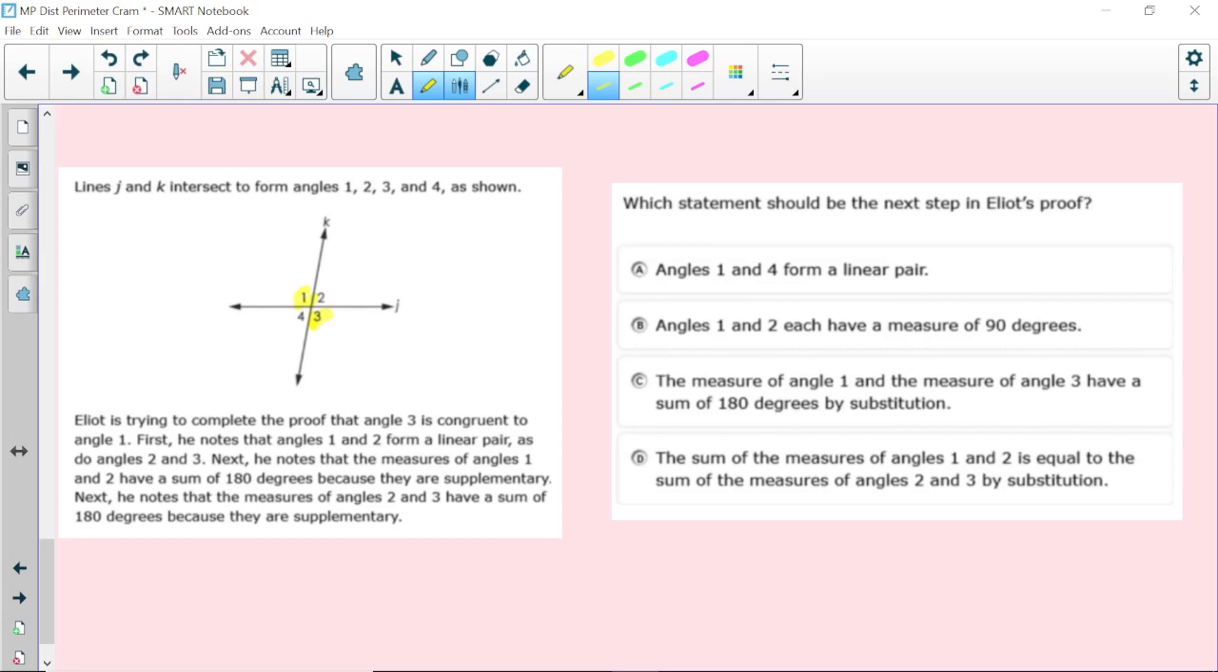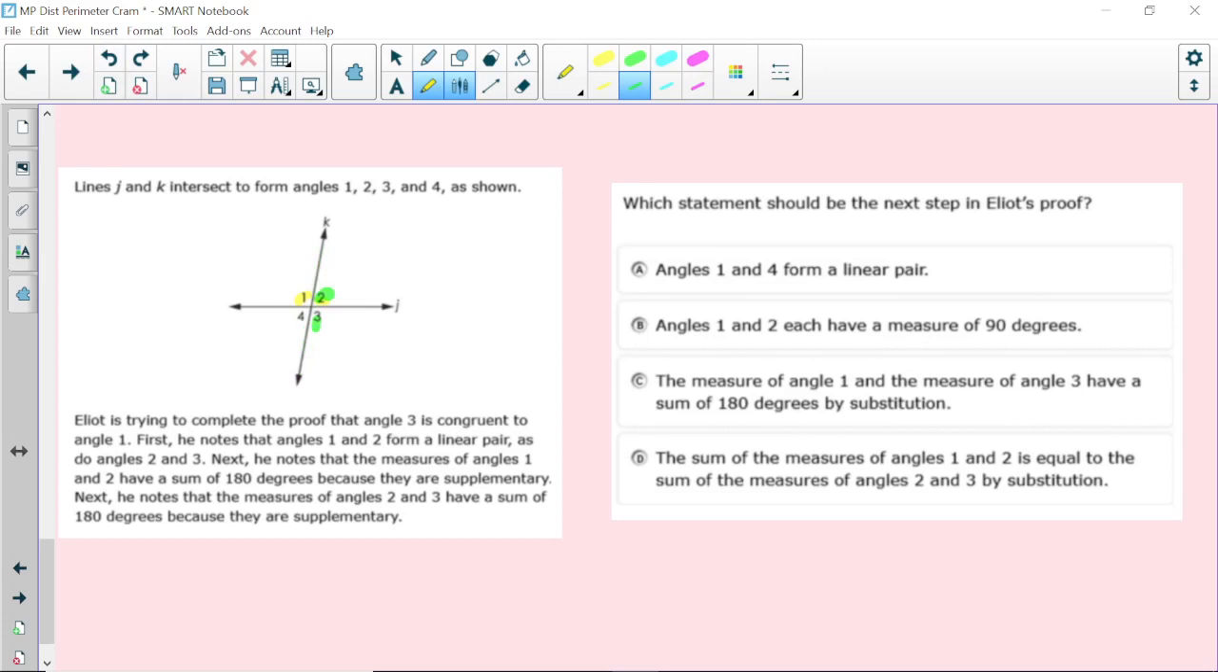So Elliot first notes that angle 1 and angle 2 form a linear pair. So I'm going to erase this and re-highlight this. Angle 1 and angle 2 are forming this linear pair. They make up line L. And then he says, as do angle 2 and angle 3. So angle 2 and angle 3 also form a linear pair. They form this line K. So we have two linear pairs here, 1 and 2, and then 2 and 3.